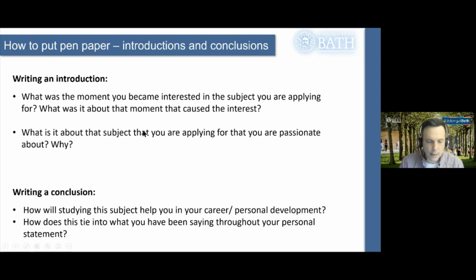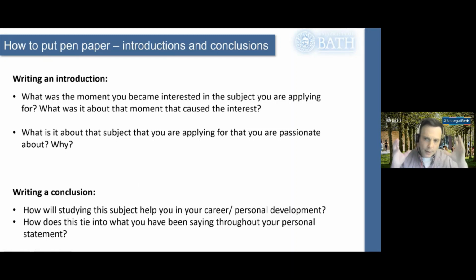I've got these questions here. I can't remember if I sent this out as a worksheet, but do refer to this slide if you're coming back to this. Because the best way to write an introduction, as far as I'm concerned, is really to physically write an answer to one of those 2 questions. So what was the moment you became interested in the subject you're applying for?